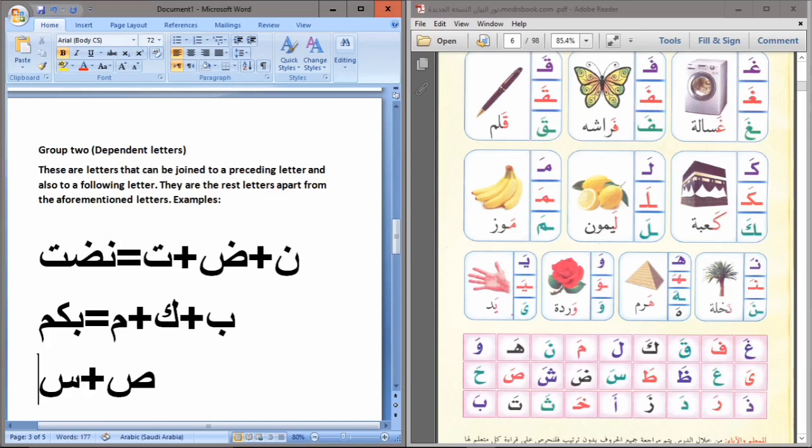So we have Sin. Let's say we have Ta. So in this, it will look like this: Sin and Ta. So they attach themselves to each other. So this is the second one. This is the dependent group. They depend on each other. That is, they attach themselves to those before them and to those after them.